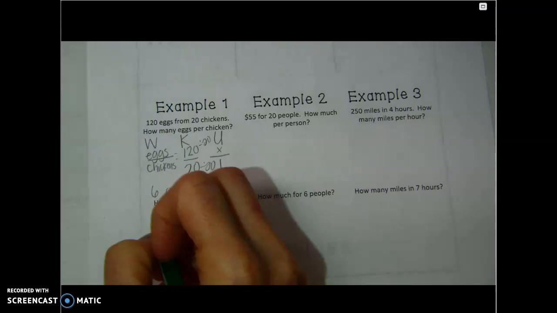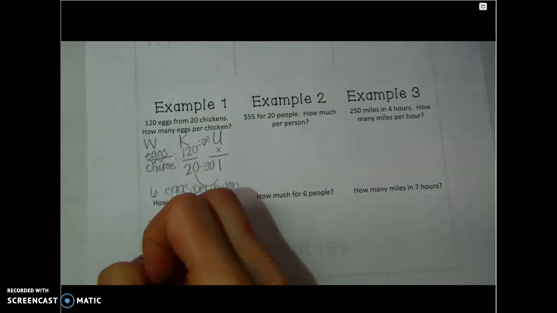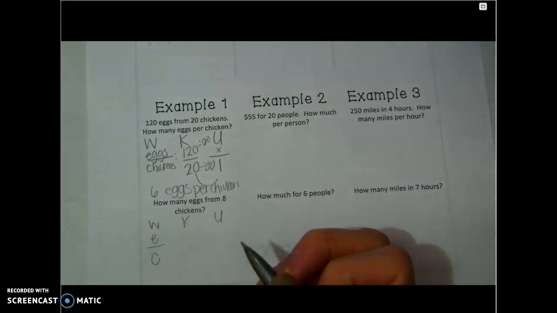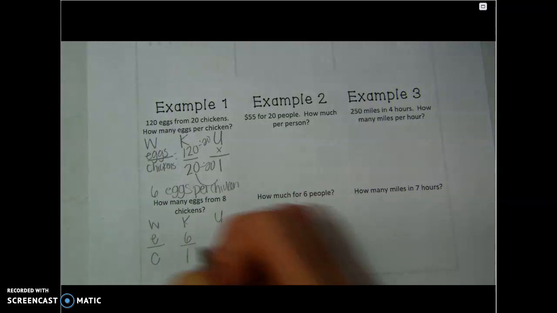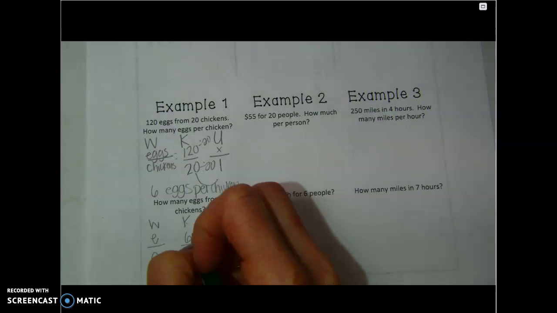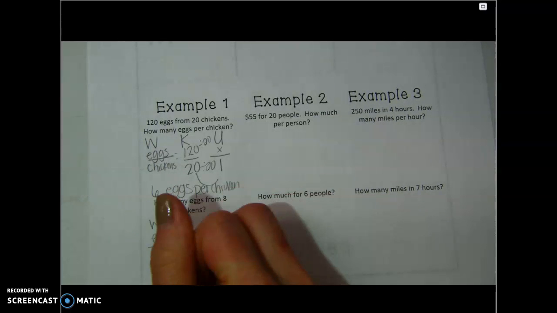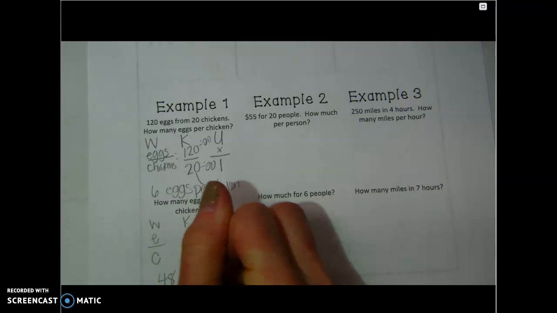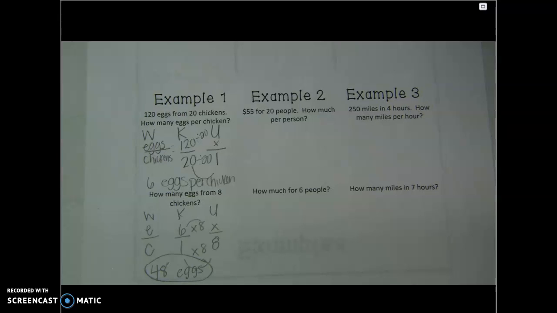I'm going to go ahead and write this out, my WKU again. I'm going to have my E for eggs over C for chickens. I know that 6 eggs for 1 chicken. I want to know how many eggs for 8 chickens. So 1 times 8 is 8, so 6 times 8 is 48. So 48 eggs. And on that one, you didn't even have to set it up because if you know that 6 times 8 is 48, that was easy.